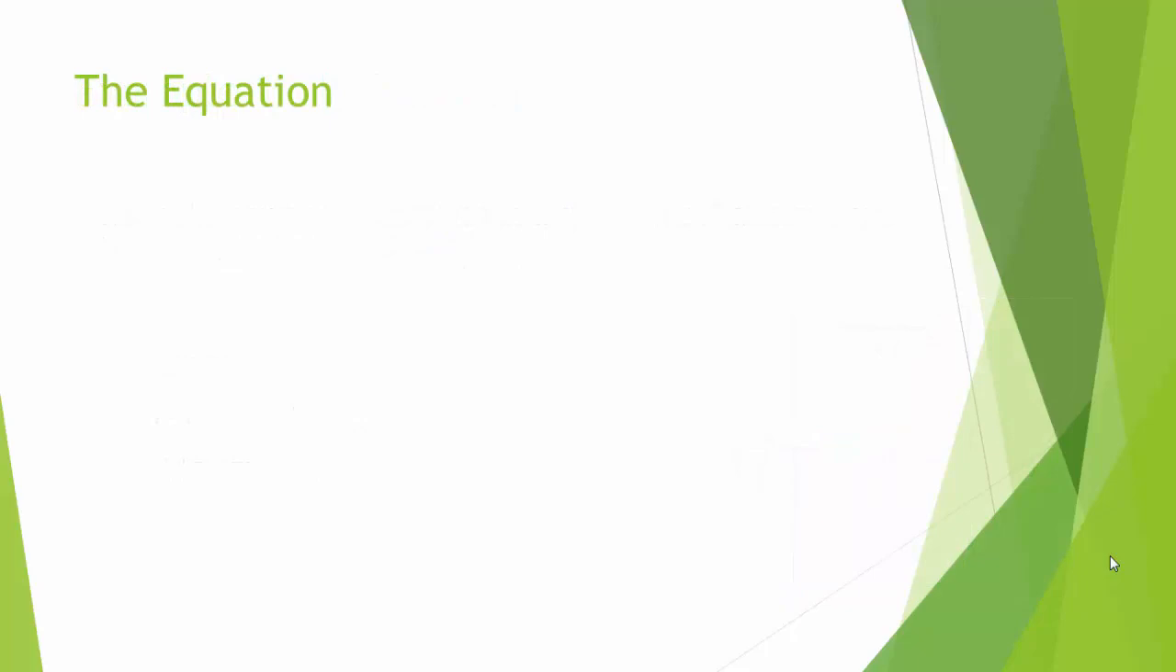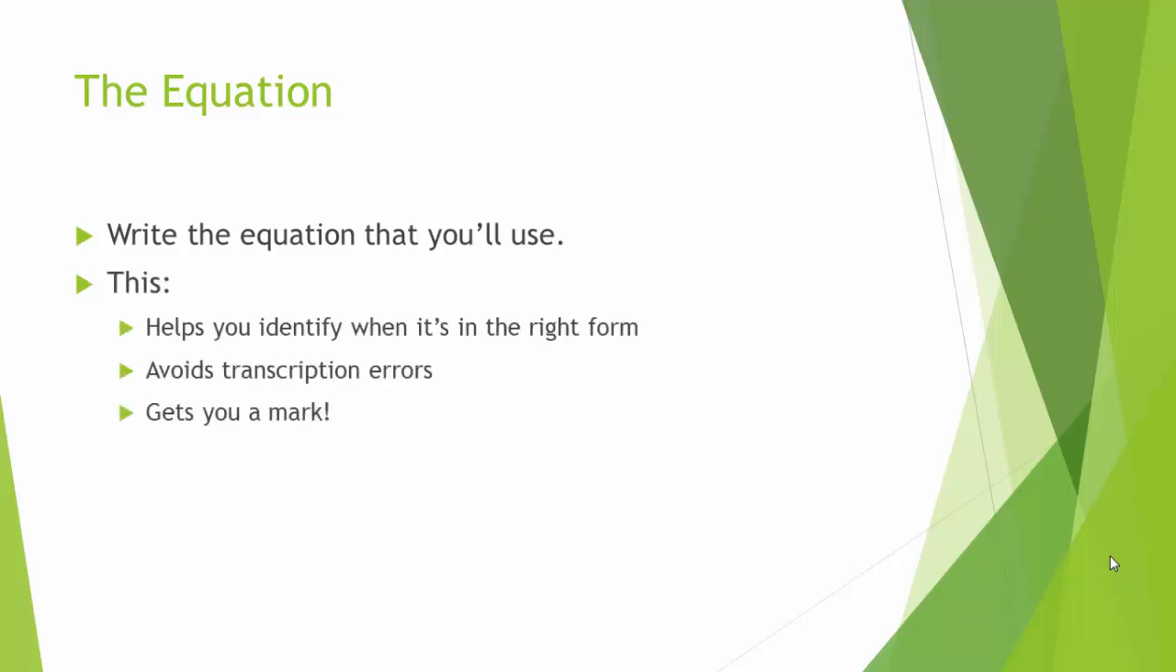Next is the E in GUESS, equation. We just write the equation we're going to use. The good news is it's really easy to figure out that equation because we've written the givens and the unknowns. All we have to do is find an equation that has all those letters in it. So writing the equation, though, helps you identify when that equation's in the right form. We'll talk more about that in a second.